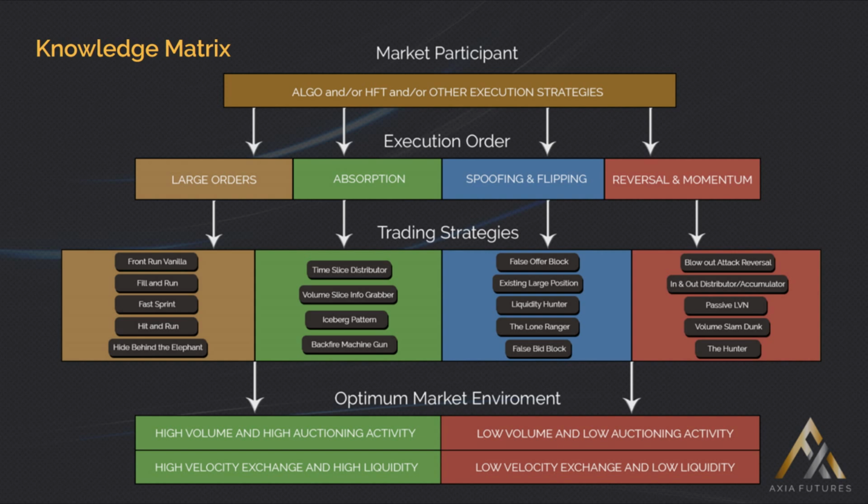And then from those execution orders that you see in the marketplace, what trading strategies are you going to deploy for your large orders, for your absorption patterns that you observe, for the spoofers and the flippers, and for when the market is about to reverse or break out? In the large order section, we look at 5 main trading strategies. In the absorption section, we look at 4 strategies that we trade around. In the spoofing and flipping, there are 5 key strategies. And then in the reversal and momentum section, we'll be looking at 5 key strategies again.